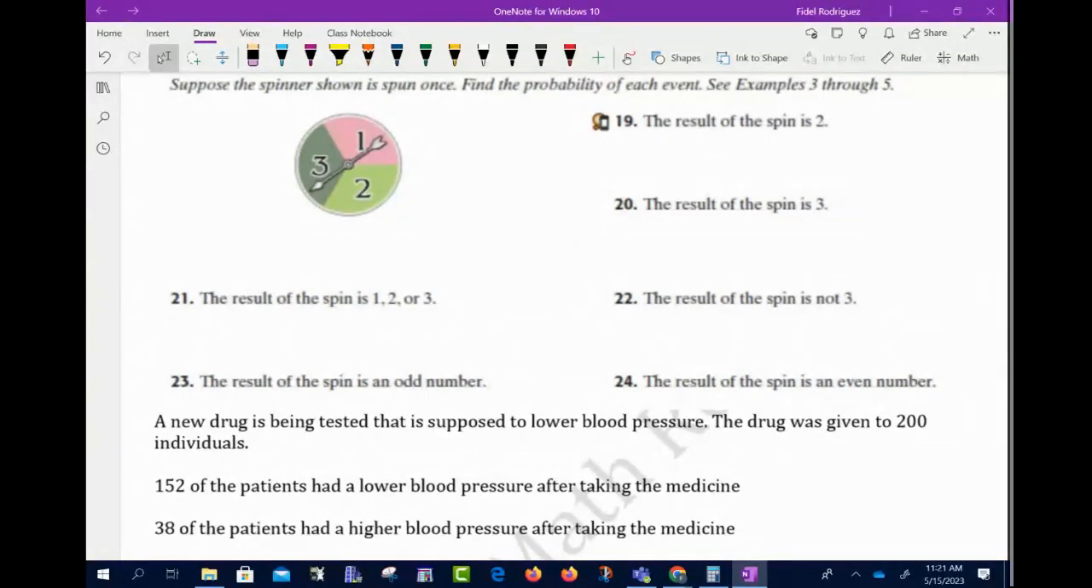Suppose the spinner shown, we're going to spin it one time, right? So we're going to spin it. We're going to see where it lands. Find the probability of each event. Y'all, how many different regions do we have there? Okay, so we know that our total is going to be 3.